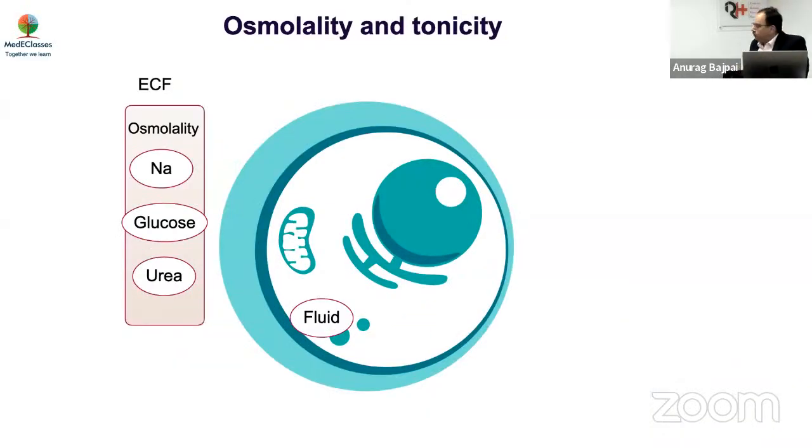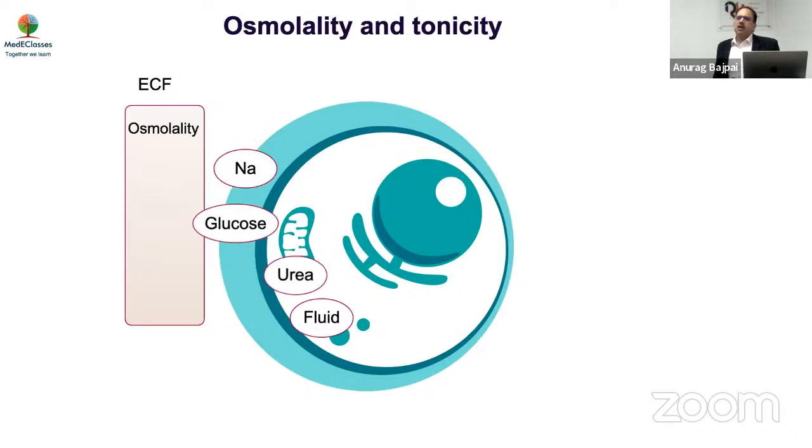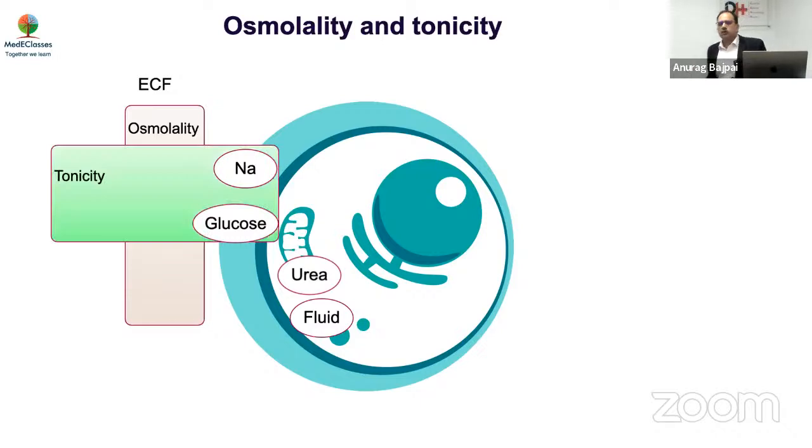We all know that tonicity and osmolality are two important terms. Osmolality means the number of osmoles present in the body. They include sodium, glucose, and urea. The difference between osmolality and tonicity is that sodium and glucose cannot really cross the cell membrane. For sodium to cross, there is a sodium potassium ATPase. For glucose, you will need insulin. While urea can freely cross, so urea does not contribute to the tonicity of the plasma. The major determinants of tonicity are sodium and glucose.